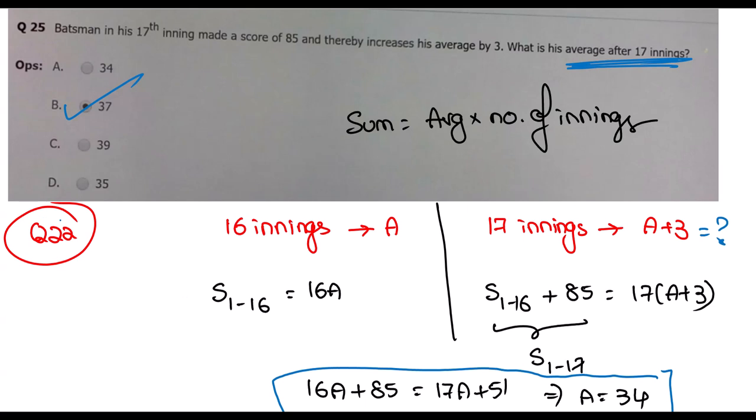See this next one. This is also related to average. The average of 11 results is 50. The average of the first 6 is 49. The last 6 is 52. Find the sixth result. Everyone try this. The average of 11 results is 50. First 6 is 49. Last 6 is 52. Find the sixth result.